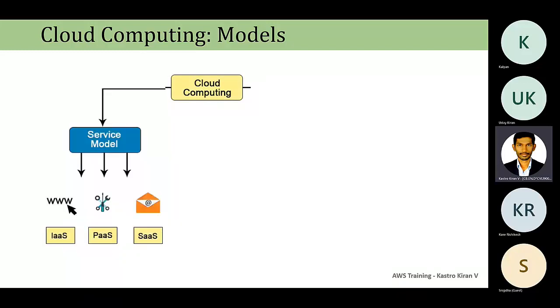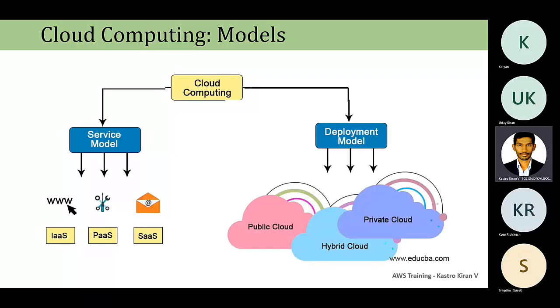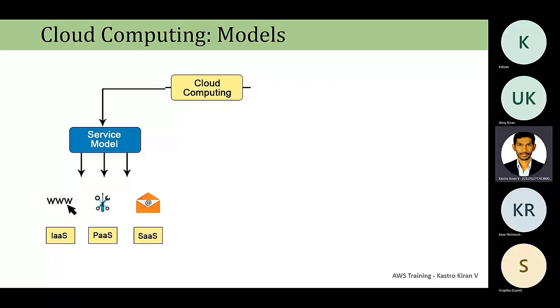The first one is called the service model, and the second one is called the deployment model. Again, in the service model, you have three types. The first one is IaaS, which is infrastructure as a service. The second one is PaaS, which is platform as a service. And the next one is software as a service.